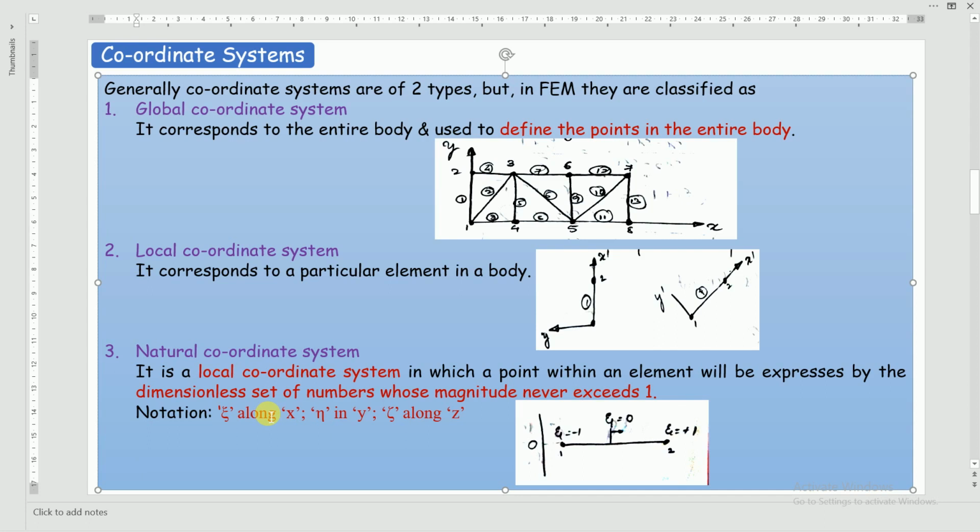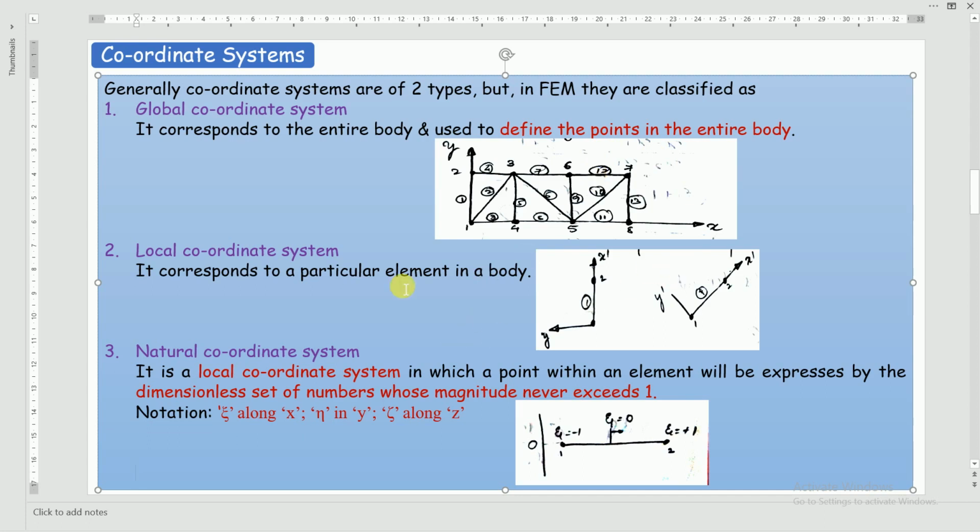So from the next slide onwards, we'll start with the derivations. First, we'll define what a shape function is. Then we'll start with the derivation of shape functions for the 1D element, the 1D bar element, that is this one, in terms of global coordinates. In terms of global coordinates means in terms of x, y, and z.